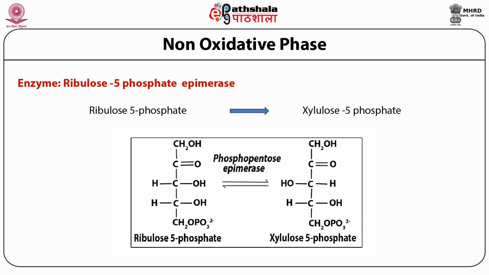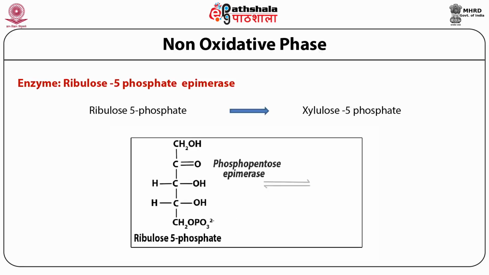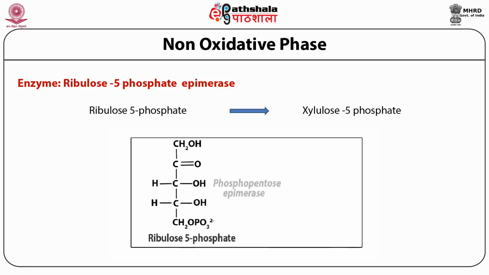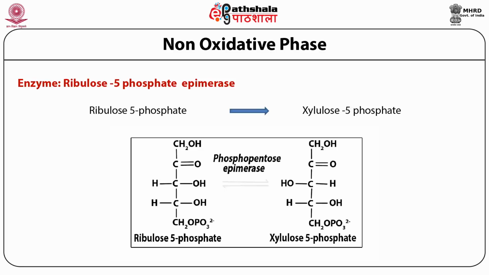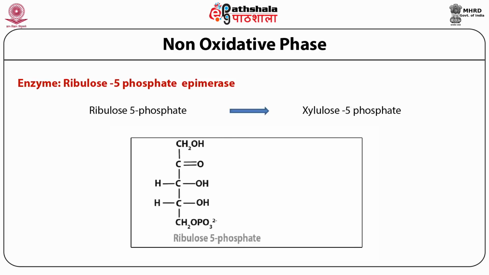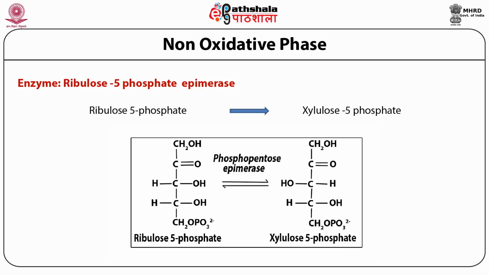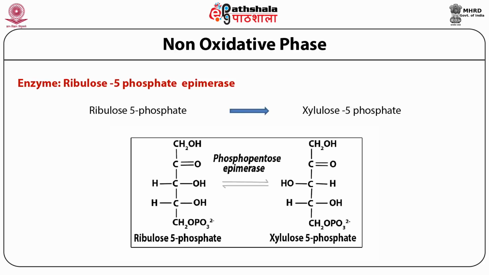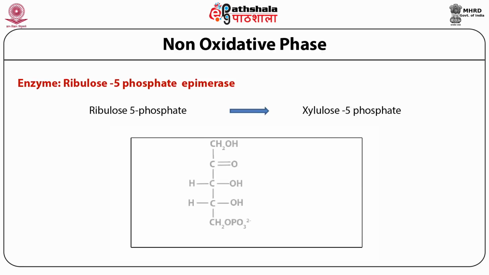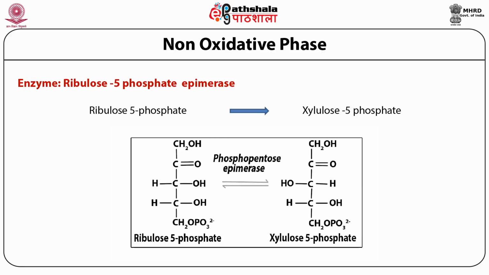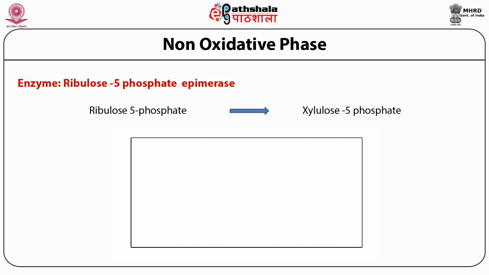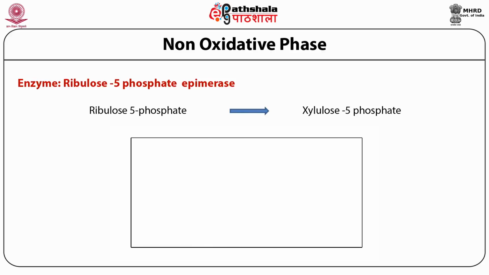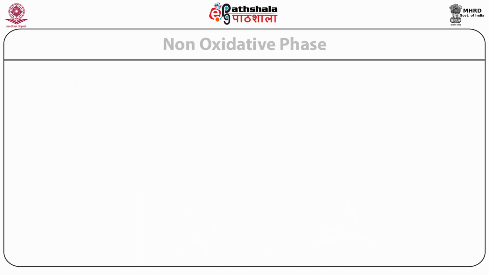An epimerization reaction is the inversion of a stereocenter in the substrate. An epimer of a compound occurs when only one stereocenter is flipped. Phosphopentose epimerase catalyzes the synthesis of xylulose 5-phosphate from ribulose 5-phosphate, and the reaction is bidirectional.